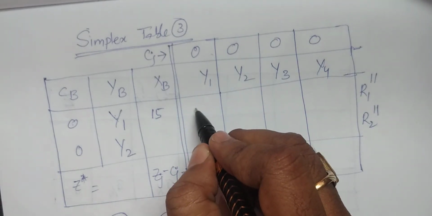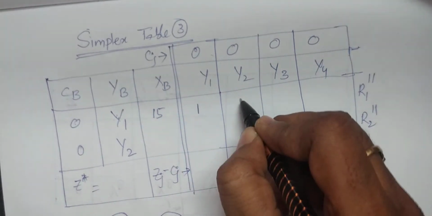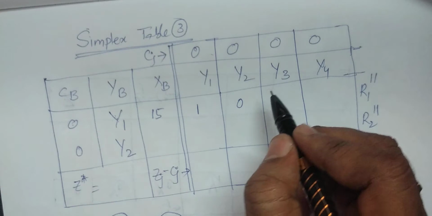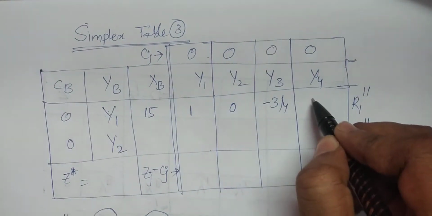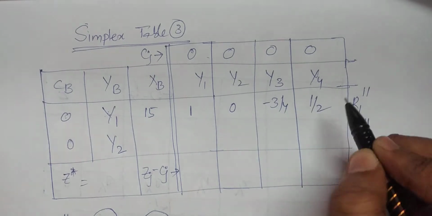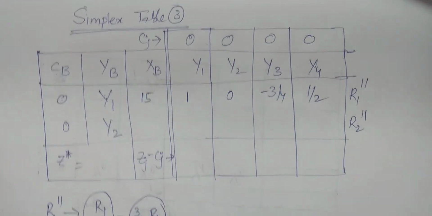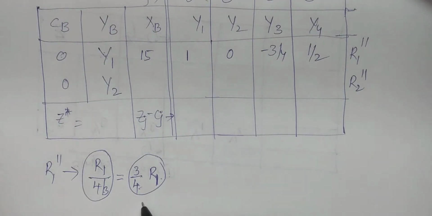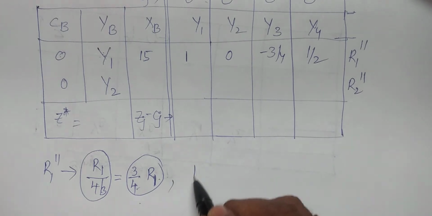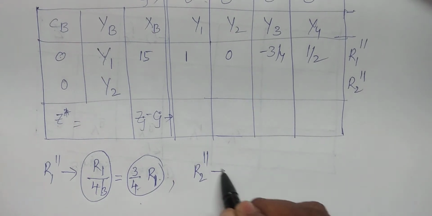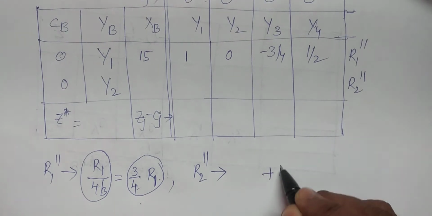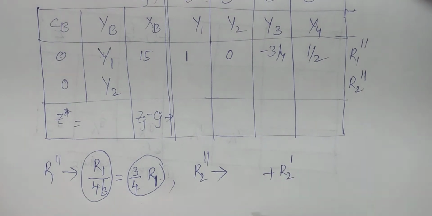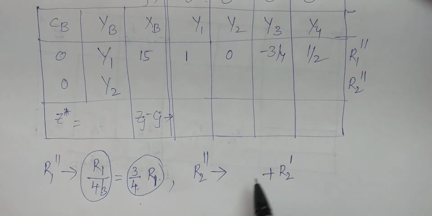3 by 4 into 4 by 3 is 1. Then it is 0. And then it is minus 3 by 4. And then it is 1 by 2. You calculate, you will get these simply. And then you have to calculate R2 double dash. What should be the operation for R2 double dash? You have to always do plus R2 dash.